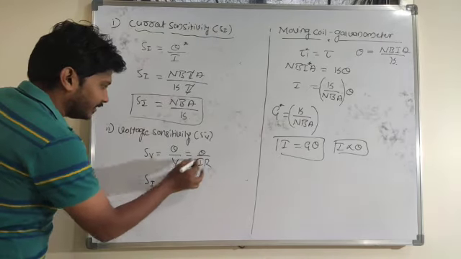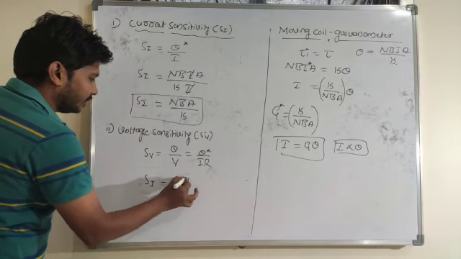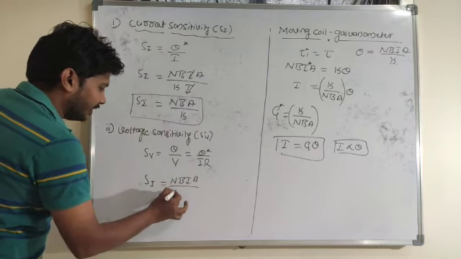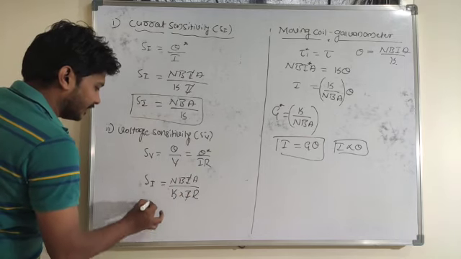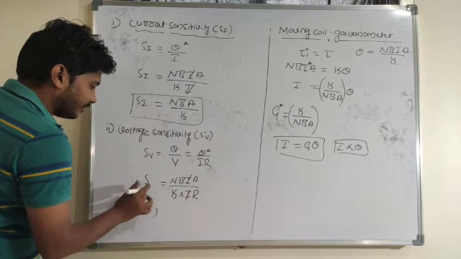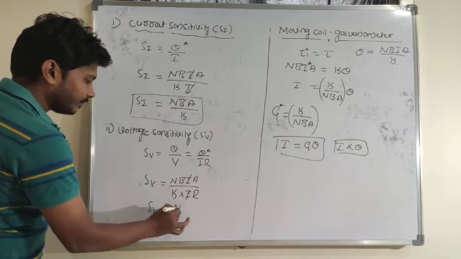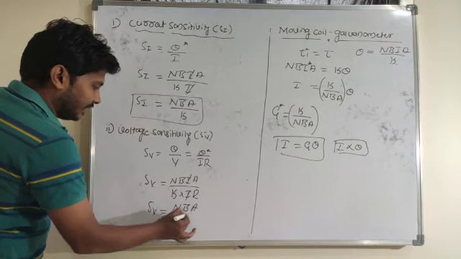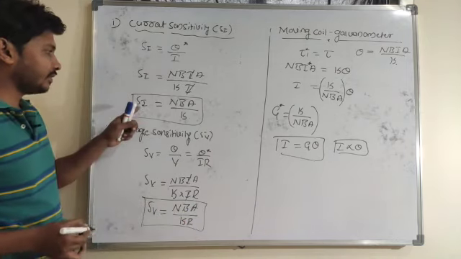So let me fill in that theta value. Wherever theta is there, NBIA divided by K into IR. So the I term will get cancelled out. So S of V is equal to NBA divided by K into R. So this is the required expression for that.